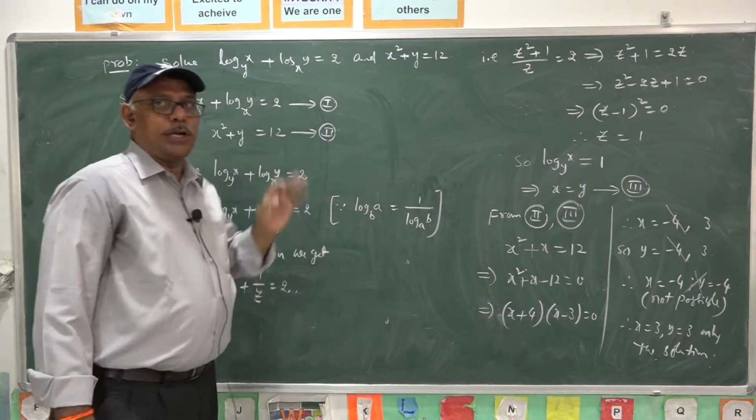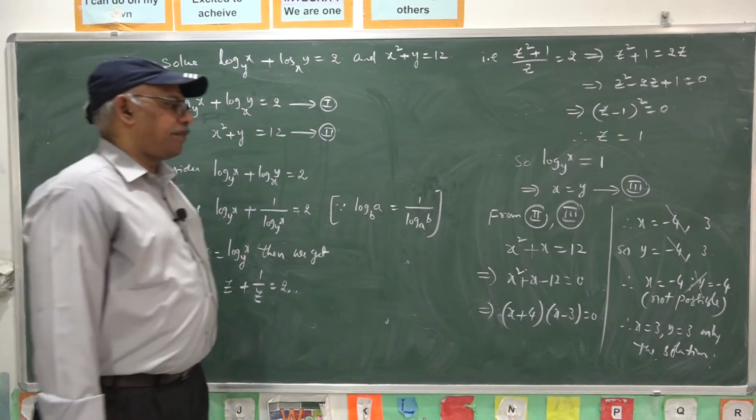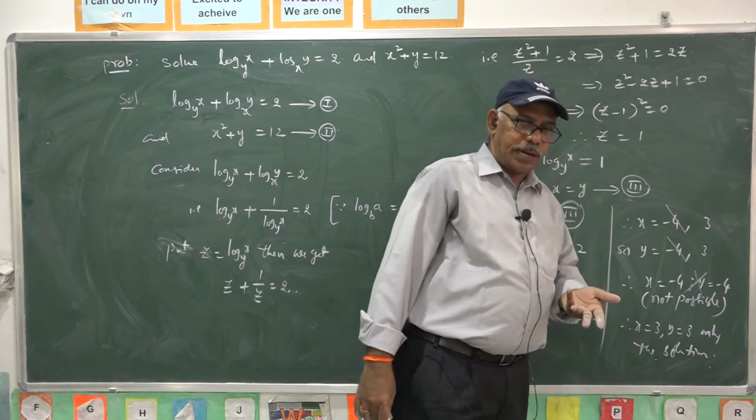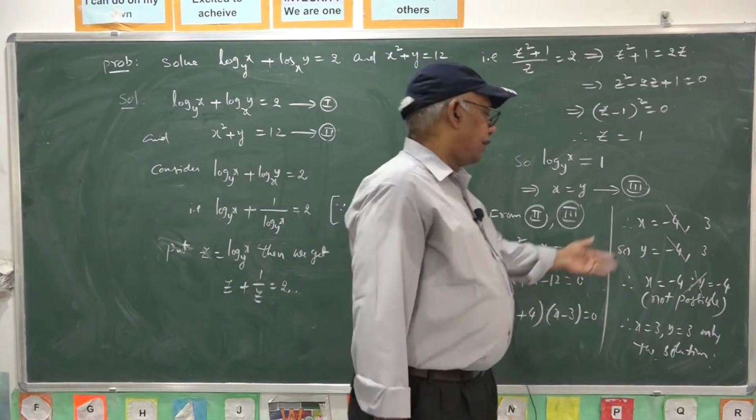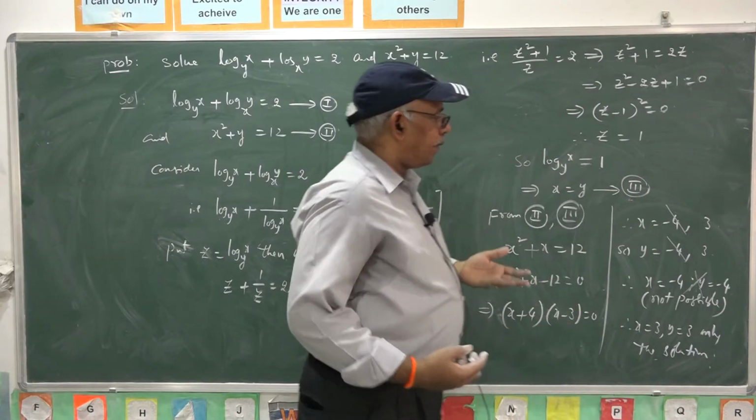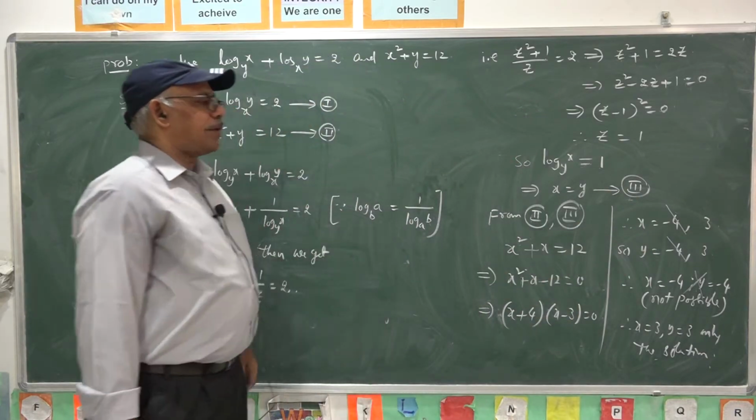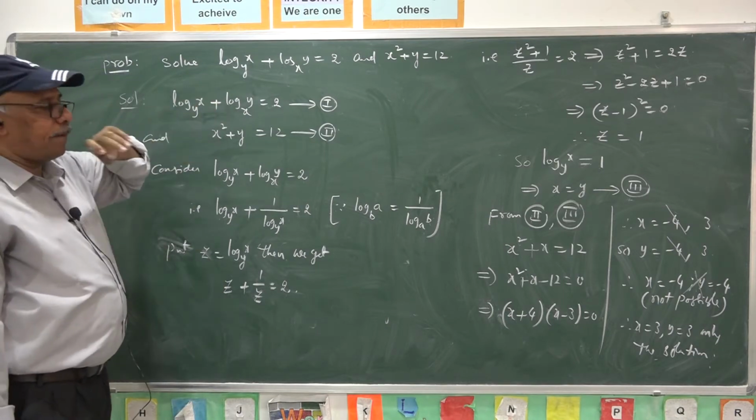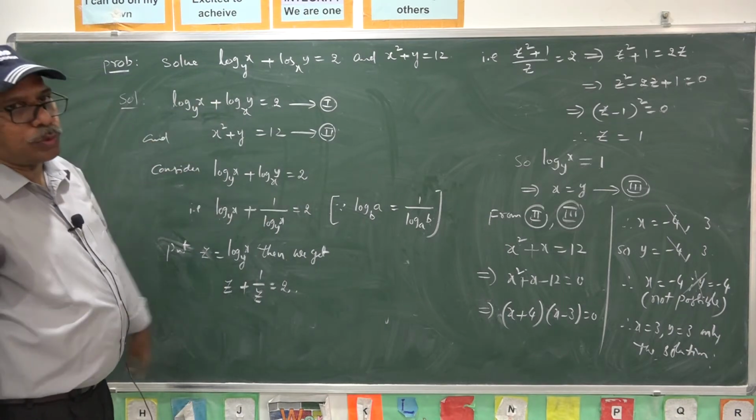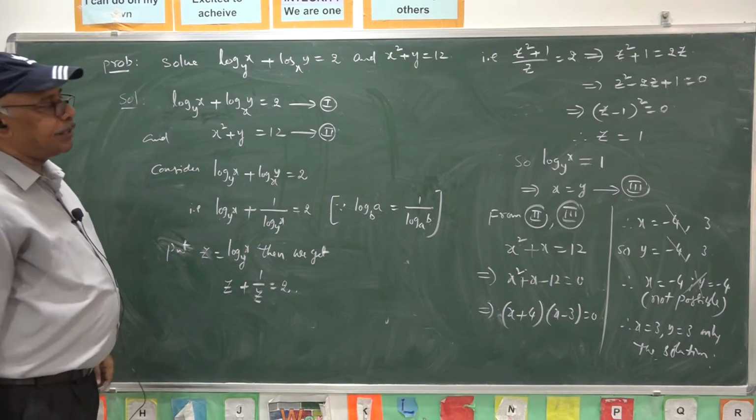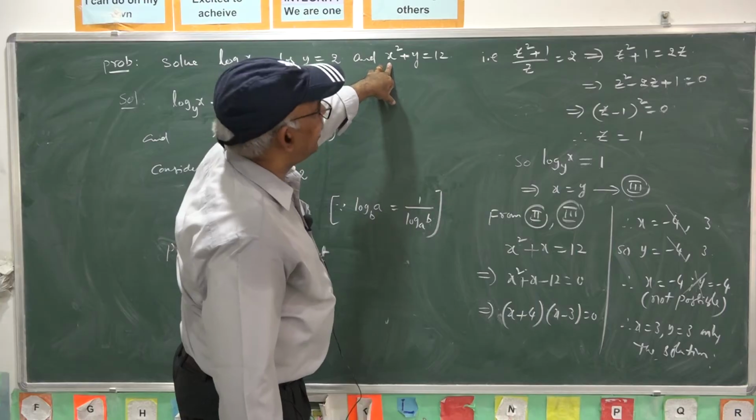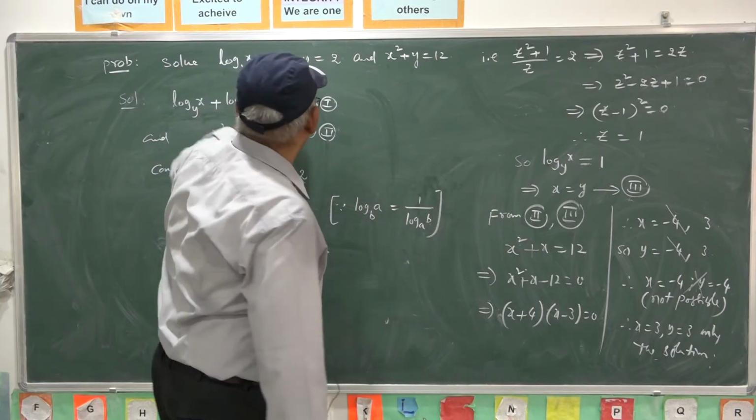Because logarithm is applicable only to positive reals, there is no need of taking x equal to minus 4 and y equal to minus 4. The values of x and y are negative here, which is not possible. So I will take only the positive solution, 3 and 3. Taking x equal to 3, we get 9 plus 3, 12, satisfied.